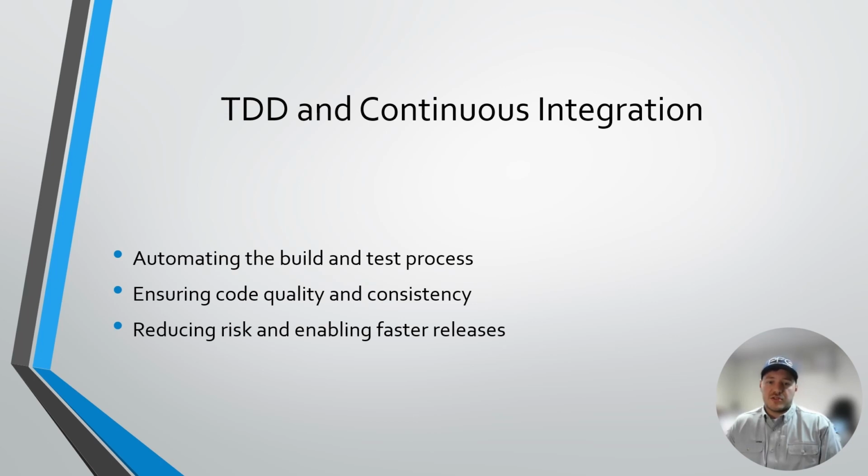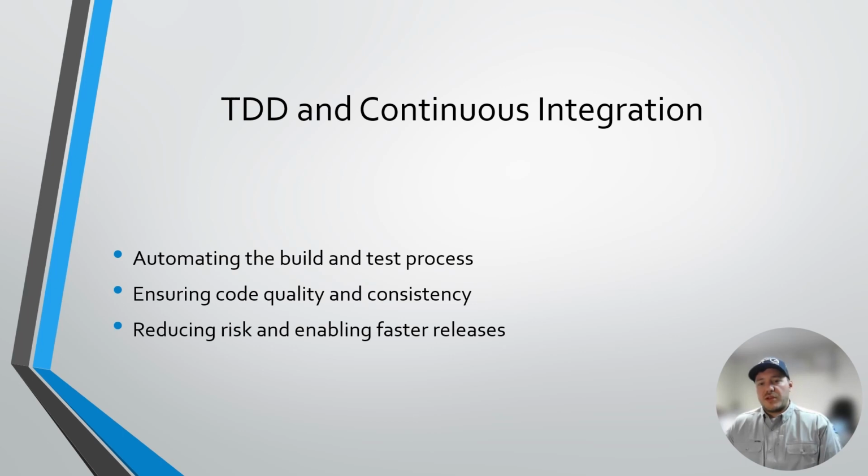By integrating changes frequently, teams can catch defects early and reduce the time and cost associated with fixing defects later in the development cycle. So test-driven development is an important aspect of continuous integration. By writing tests before writing code, developers can ensure that code changes are thoroughly tested before they are integrated into the shared codebase. This helps catch defects early, ensuring that the software remains in a releasable state.